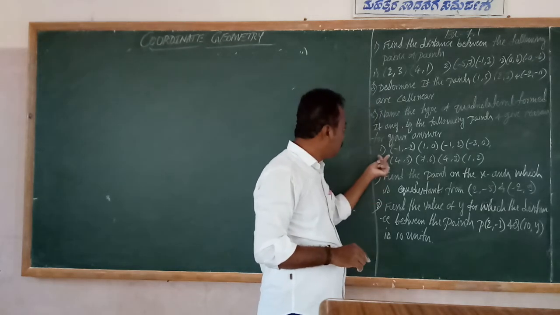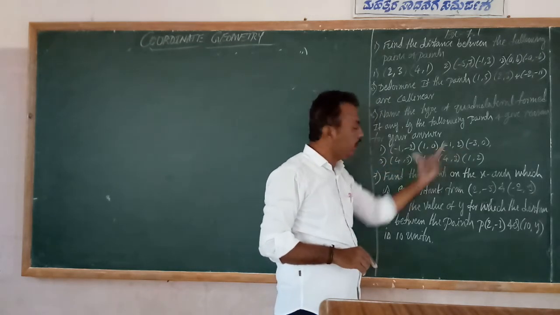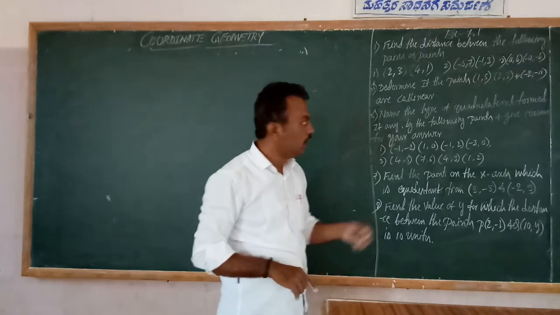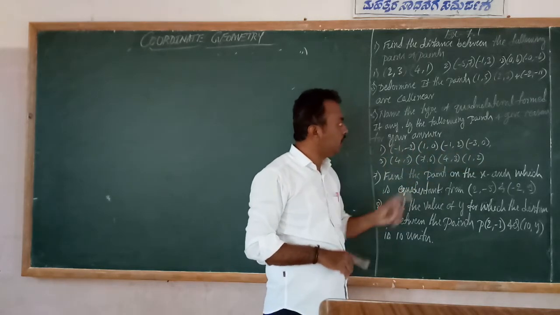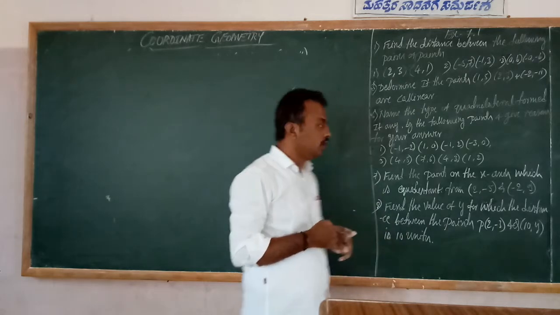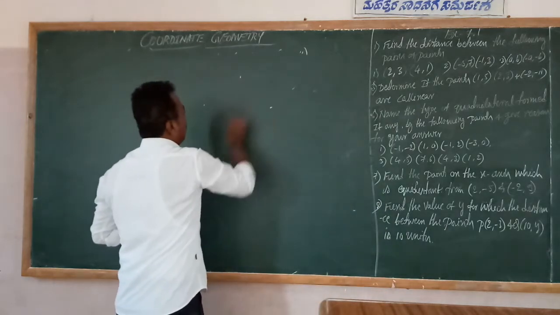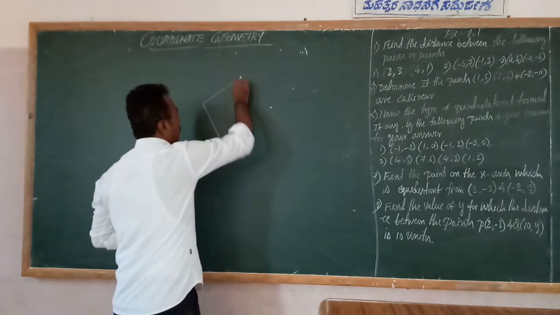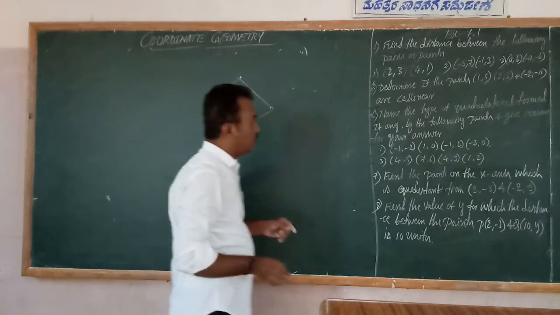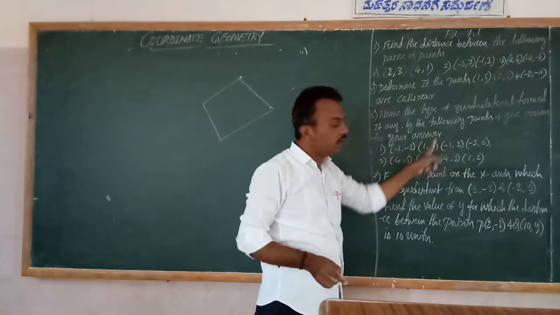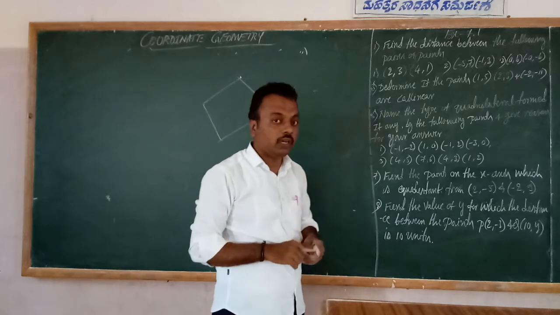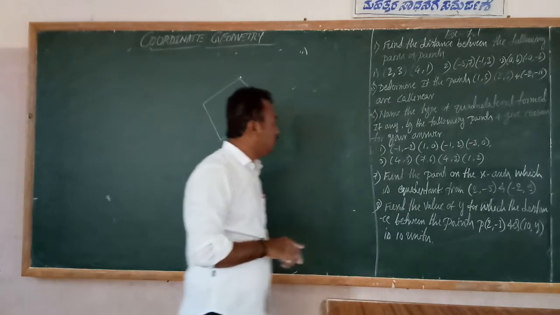So, question number 6, they have given 4 points. If we join those 4 points, we get a quadrilateral. Is it right? We don't know which one, so we have to find the name of the type of quadrilateral. After finding it out, we have to name it.